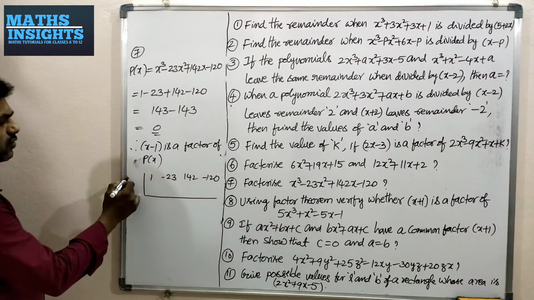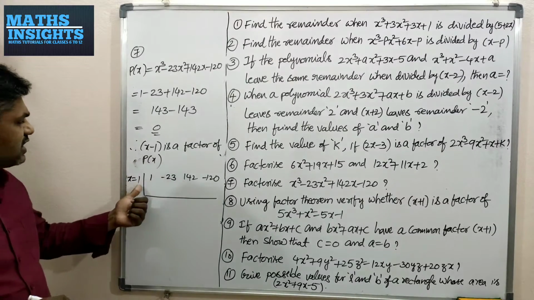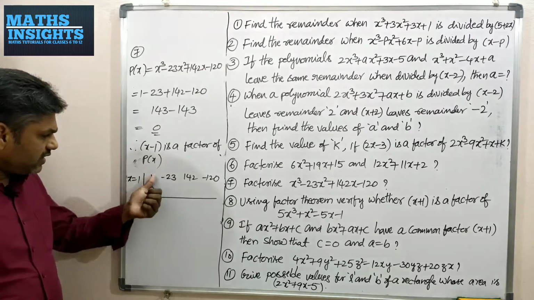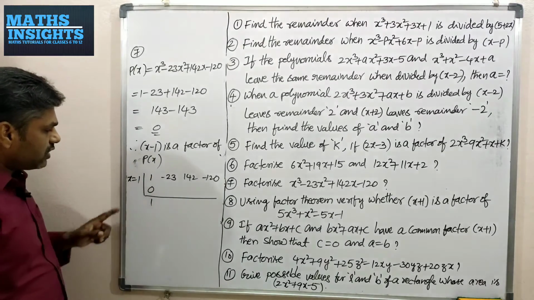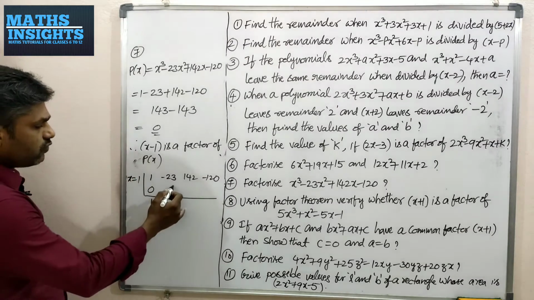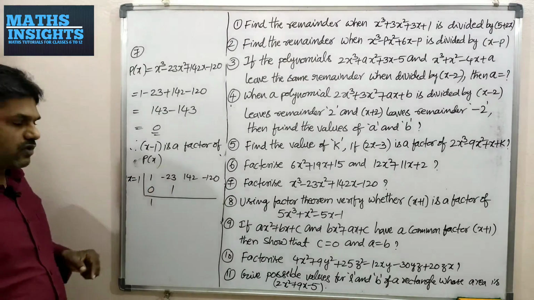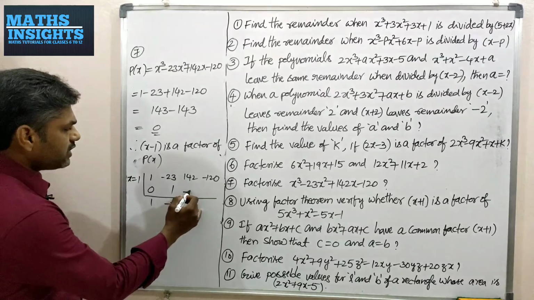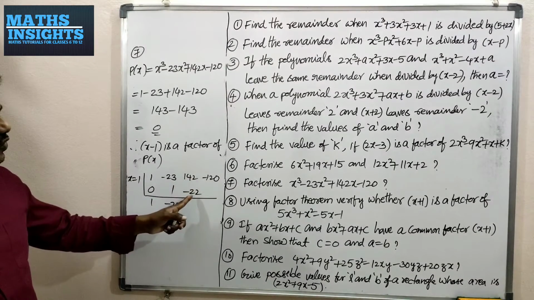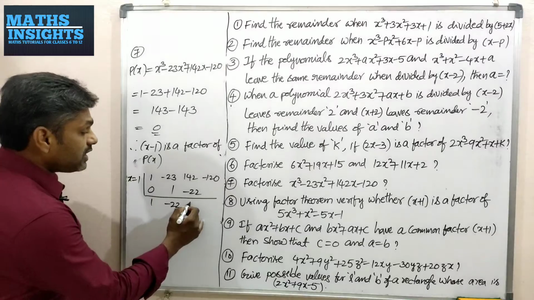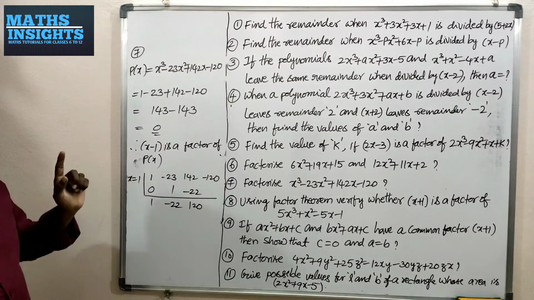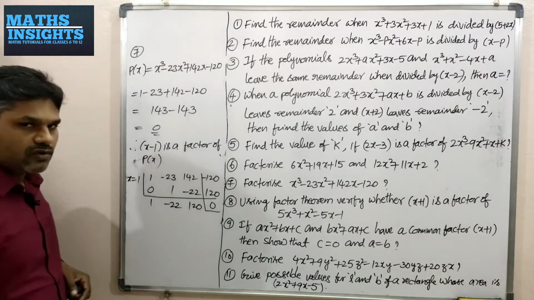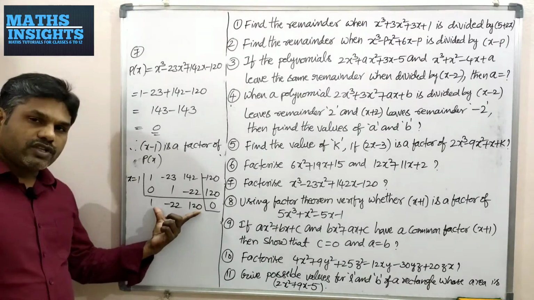So you know x is equal to 1, means x minus 1 is a factor. First you have to write 0 at the start, and add these two. 1 plus 0, 1. Multiply these two. 1 into 1, 1. Minus 23 plus 1, minus 22. Minus 22 into 1, minus 22. Plus 142 minus 22 becomes plus 120. Plus 120 into 1, again plus 120. If you add these two, you will get 0. Okay, and this is the quotient.